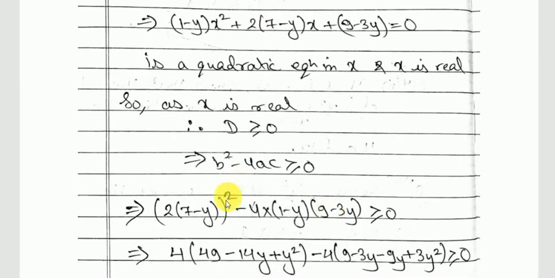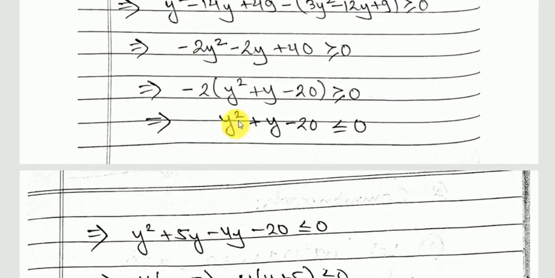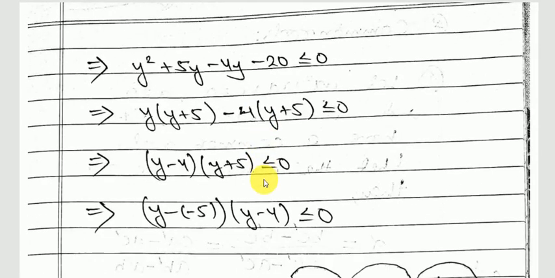Yes. Now put the value of b, and the values of a and c. Now calculate, and at the end you get y square plus y minus 20. Now factorization gives you y minus 4 into y plus 5. I told you that plus should be written as minus, in ascending order. So y minus 5 into y minus 4 is less than or equal to 0.